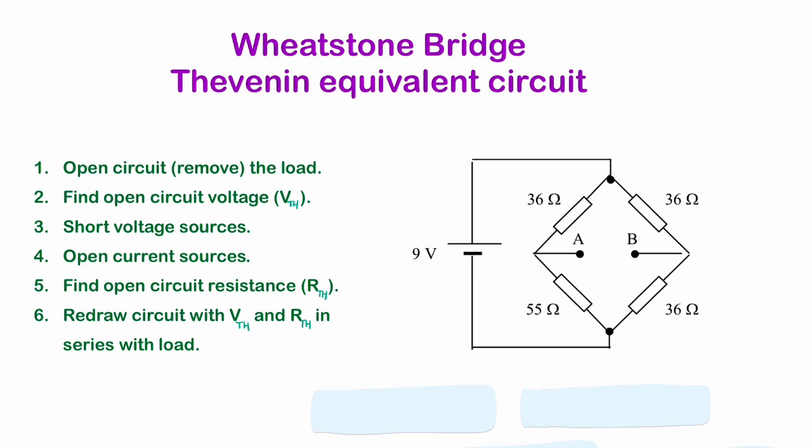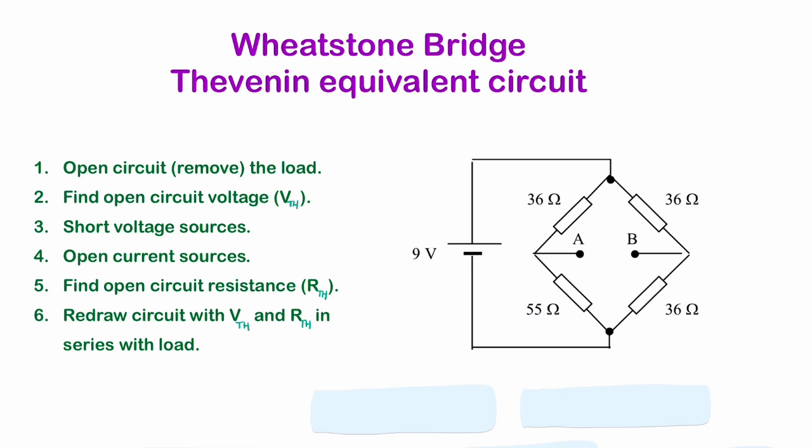So there's a six-point procedure to find the Thevenin equivalent circuit. The first thing is to remove the load. Now the load is already removed. Usually it isn't actually a load, it's a galvanometer, but here AB is already open. And we're asked to find the Thevenin voltage between these two points.